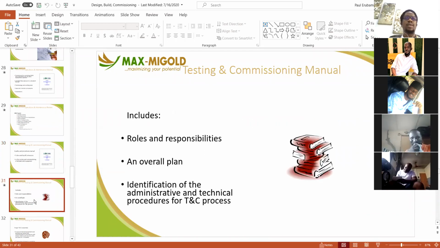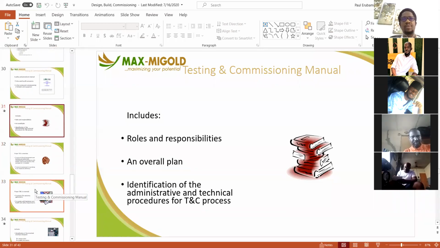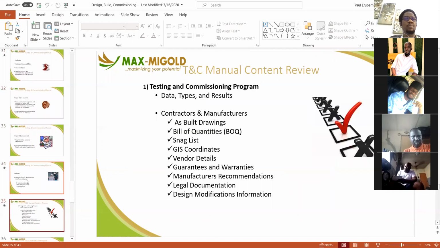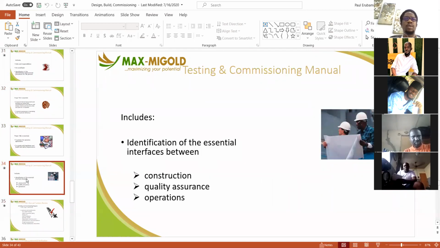And then we get into the testing and commissioning manual. It also includes how the testing and commissioning will take place, the roles and responsibilities of various parties, what kind of procedures we're going to use for our testing and commissioning. They are all considered at this point. And then I'll just go straight to what it expects of you when you do the testing and commissioning. So the interface between construction, quality assurance, and operations: what testing and commissioning is trying to do. One is, what is being installed or being created, is it functional, will it work? And two, will it meet the needs for which it is being intended or being designed?